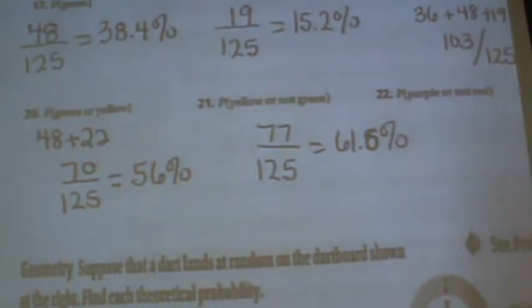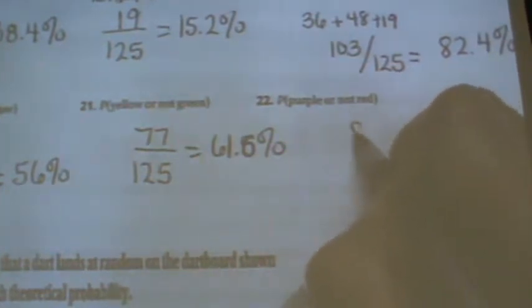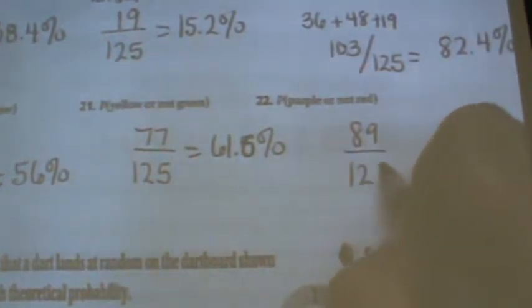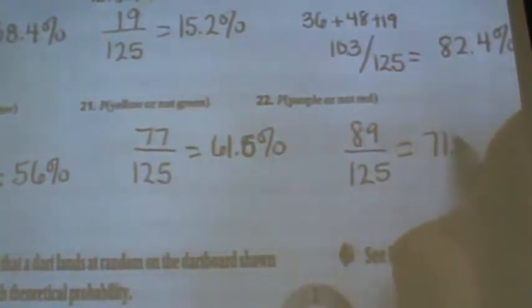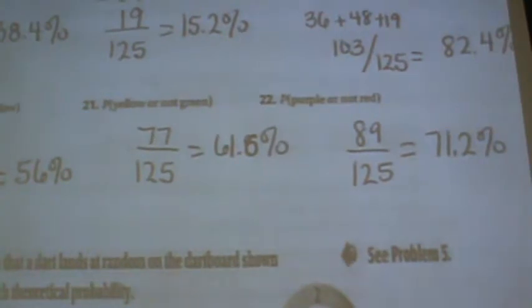How about purple or not red? 71.2. Yep, I got 71.2. It's 89 out of 125. You get this? Yeah? Okay, next.